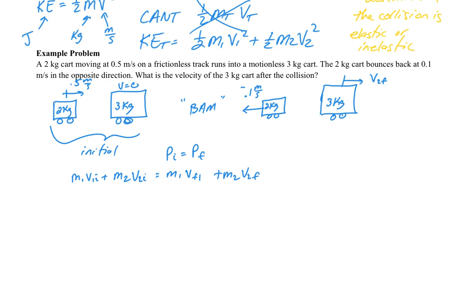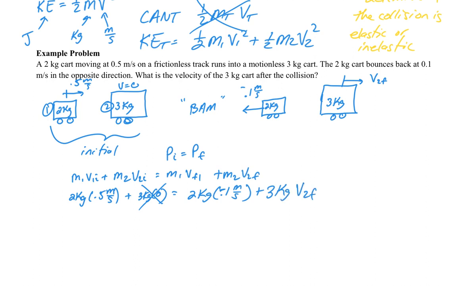And then I'm going to plug in what I know. I called this object right here object 1. I'm calling this object 2. So I've got 2 kilograms times 0.5 meters per second plus 3 kilograms times 0. Well, that's nice. That goes away. Must equal 2 kilograms times negative 0.1 meters per second. Make sure you include that negative sign. Plus 3 kilograms times V2 final, which I don't know. But I think I can do some math and come up with the correct value for V2 final.